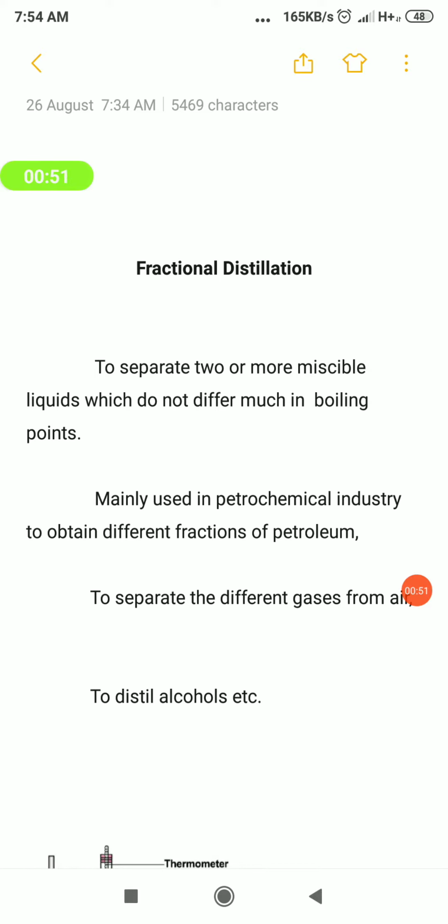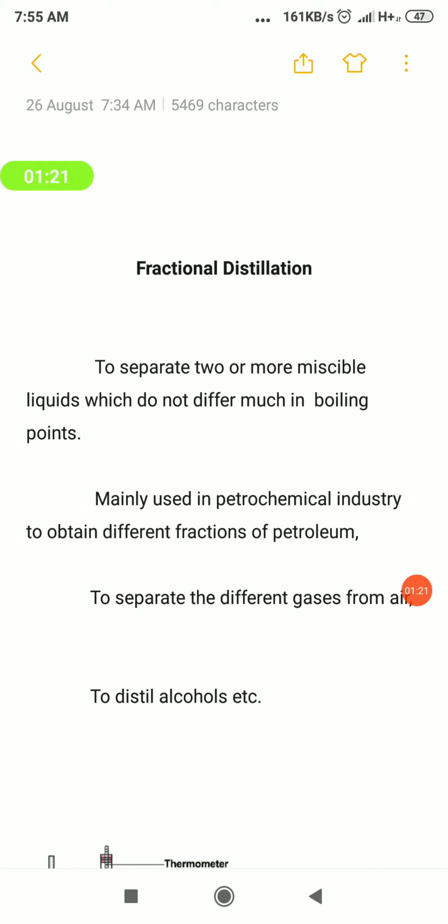This technique is mainly used to separate two or more miscible liquids. Miscible means they are homogeneous, they can be completely mixed throughout. Such kind of solutions are called miscible liquids, and those liquids do not differ much in their boiling points. They should have almost the same value of boiling points. For such kind of liquids, what technique is used? The fractional distillation process is used.